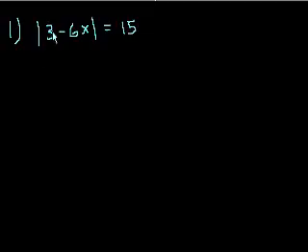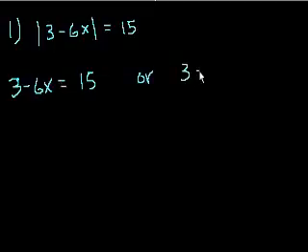So let's think about it. 3 minus 6x could clearly be 15 because the absolute value of 15 is 15. So we could say that 3 minus 6x could be equal to 15. But 3 minus 6x could also be equal to minus 15, right? Because the absolute value of minus 15 is also 15. So let's write that down. So, or 3 minus 6x is equal to minus 15. Right? If this was equal to minus 15, you take the absolute value, you'd get positive 15. So either of these could be true.